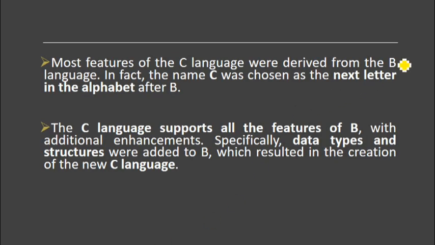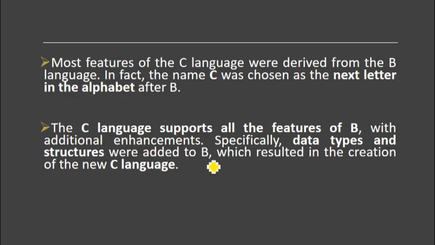So after that, data types and structures were added to the B language, and it became a new language called the C language. The name C was given because after the B alphabet there is the C alphabet, a slightly advanced version of B. So the name C was chosen as the next letter in alphabetical order after B.